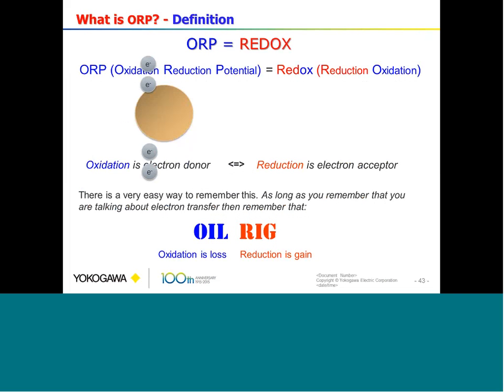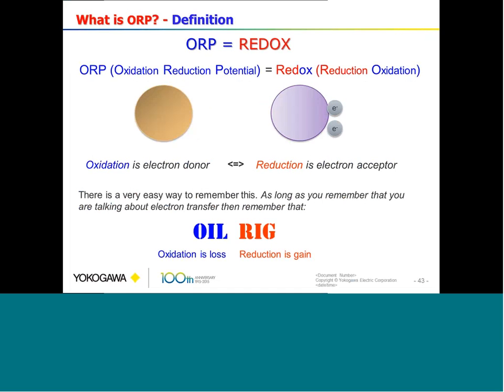What is ORP? Well, it goes by another name, redox, which refers to the fact that within the process being measured, both reduction and oxidation are occurring simultaneously. So you can't have one without the other. If one species undergoes oxidation, or loses electrons, then the other species must accept them, and is considered reduced as it gains electrons. And there's a simple way to remember that, and this is OIL RIG, where oxidation is lost and reduction is gained.